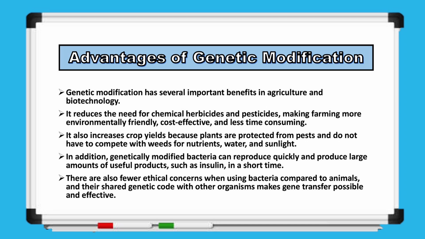In addition, genetically modified bacteria can reproduce rapidly and produce large quantities of useful substances, such as insulin, in a short time. There are also fewer ethical concerns when using microorganisms like bacteria compared to animals, and because all living organisms share the same genetic code, genes can be transferred successfully between different species.